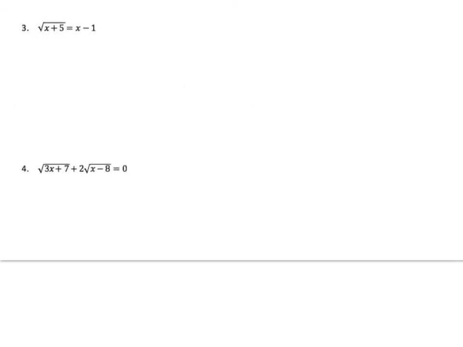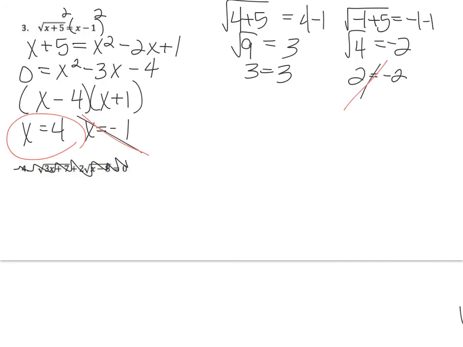Okay, why don't you go ahead and try these on your own. I'm probably going to have to move number 4 to a new slide, but go ahead and try them, and we'll check our answers in a few minutes. Okay, here's the solution for number 3. Go ahead and check it out. And we'll move on to number 4.